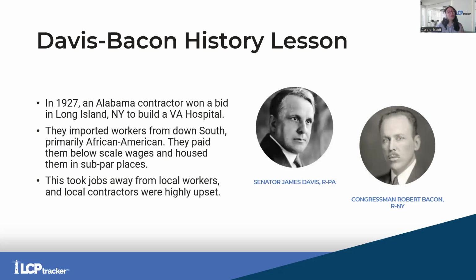So, two people did. Senator James Davis, a Republican from Pennsylvania, and Congressman Robert Bacon, a Republican from New York, got together and were like, Wonder Twin powers, activate. Let's create the Davis-Bacon Act. And what this essentially did was prevent just this situation from happening. It prevents outside contractors from coming into a local job area and undercutting costs. And it sets a minimum wage, what we now more commonly refer to as a prevailing wage, for workers. And so this is the Davis-Bacon Act.